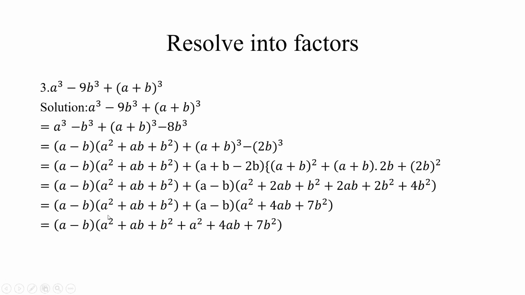You'll get (a − b) into [a² + ab + b²], and after calculating this portion you will get a² + 4ab + 8b². So our result is (a − b)(2a² + 5ab + 8b²). This question is very much important for your exam.